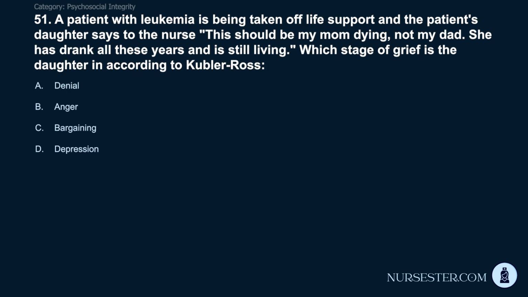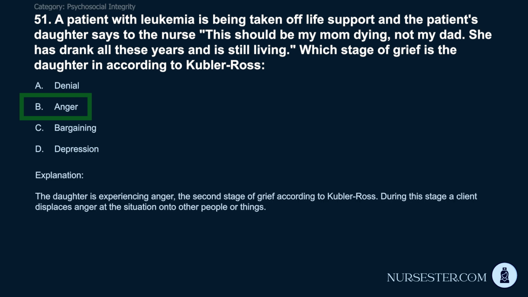51. A patient with leukemia is being taken off life support and the patient's daughter says to the nurse, "This should be my mom dying, not my dad. She has drank all these years and is still living." Which stage of grief is the daughter in according to Kubler-Ross? A. Denial. B. Anger. C. Bargaining. D. Depression. Correct answer, B. Anger. The daughter is experiencing anger, the second stage of grief according to Kubler-Ross. During this stage, a client displaces anger at the situation onto other people or things.